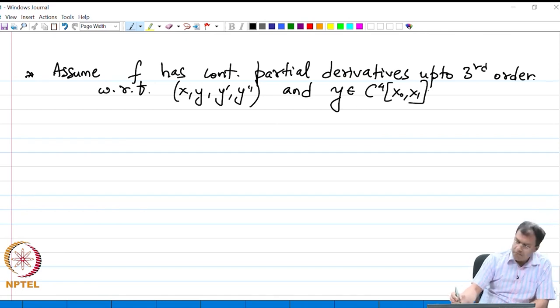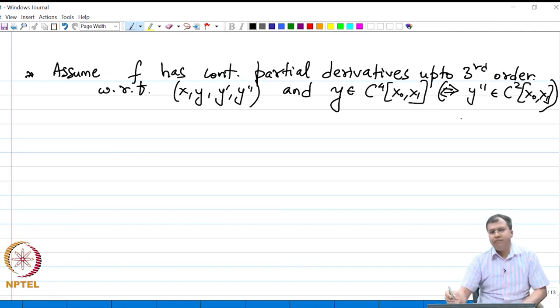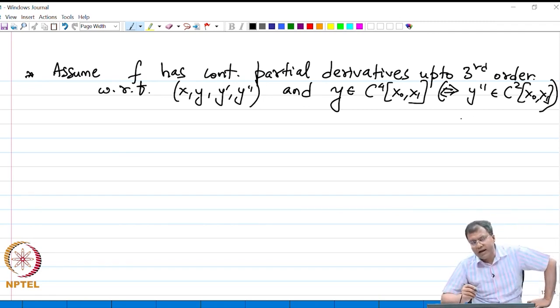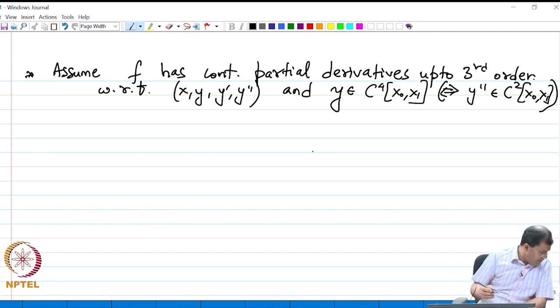Why C4? Because this is equivalent to saying that y double prime must come from C2 of x0, x1. We have derivatives of y up to second order, and for our derivation of the Euler-Lagrange equation, we need the variable with the highest derivative to be at least C2, or the variable that we have, y, must be C4.